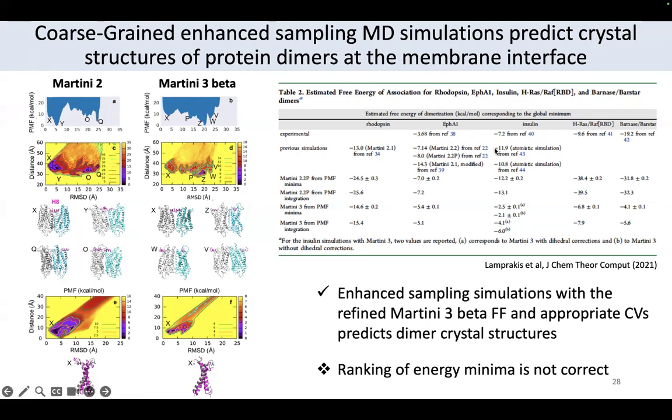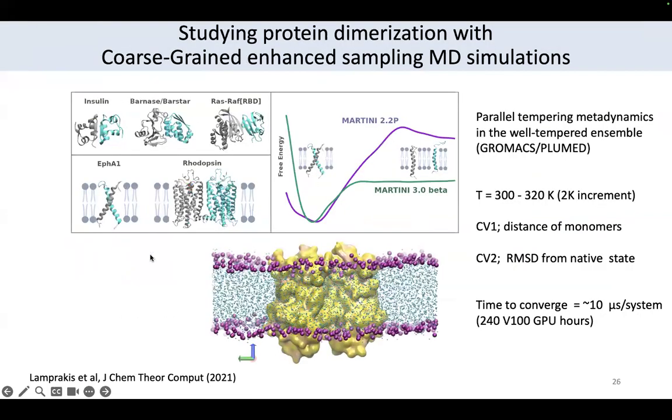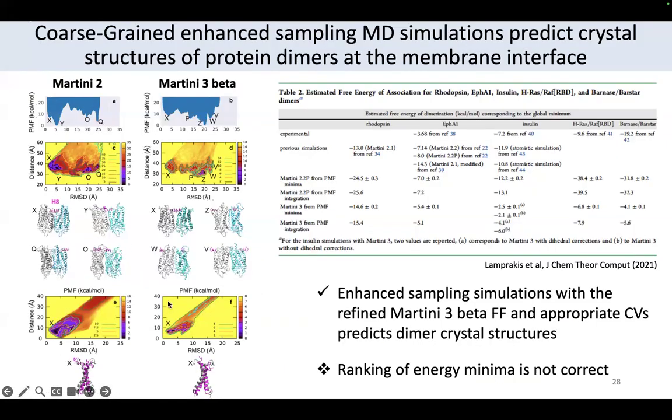And also the same for insulin. The experimental is minus 7.2, and the integration of PMF also finds a comparable value. So we concluded that in the enhanced sampling simulations, we could always find the free energy minimum that corresponded to the crystal structure that I showed here. We could always recover the structures in the maps.